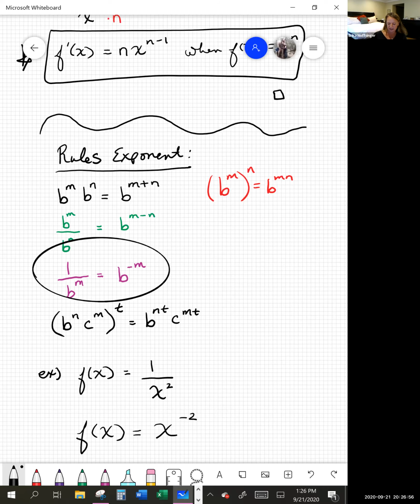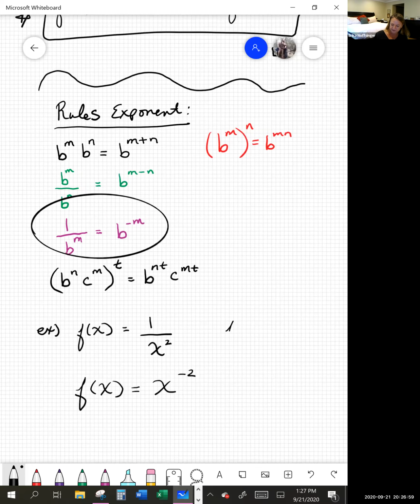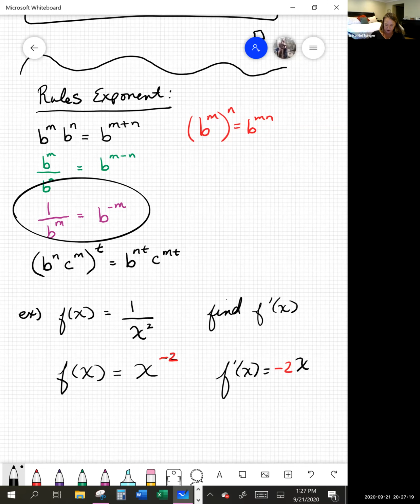And now when we want to find the derivative of this, so if it says find f prime of x, you're going to bring your exponent down in front. So this is negative 2 x, and then you're going to subtract 1 from your exponent. Our exponent was negative 2, we're going to subtract 1 from that. So f prime of x is equal to negative 2 x raised to the negative 2 minus 1 power, which is a negative 3 power.